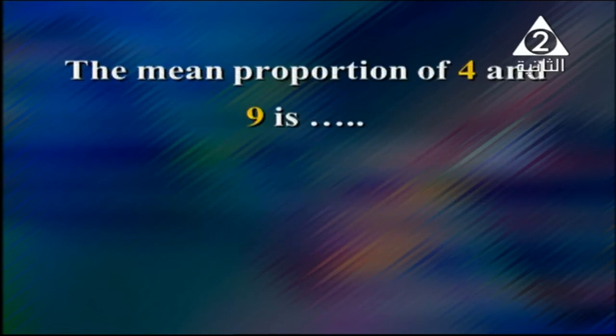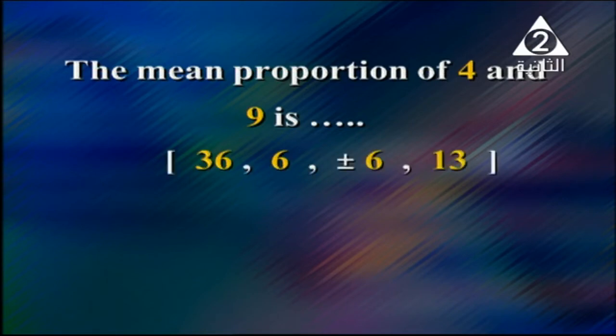The mean proportion of 4 and 9 is what? Is it 36, 6, positive or negative 6, or 13? First of all, you know that the mean proportion is the repeated value. So we can say that 4 over x equals x over 9.